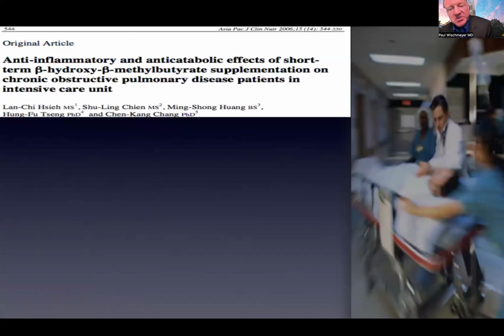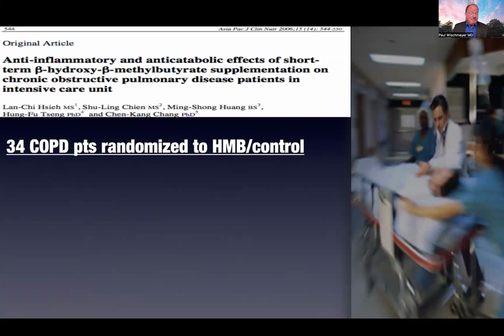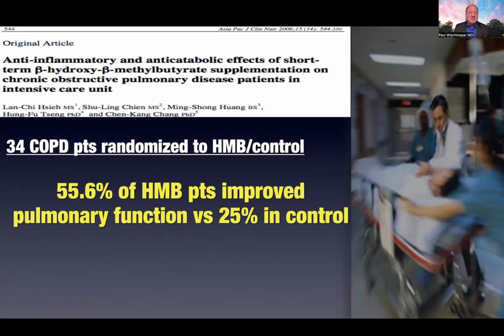What about in sick patients on ventilators in the ICU? Like Elijah was. So this was a randomized trial of HMB in COPD patients on the ventilator. And again, about double the number of patients had improved pulmonary function and got off the ventilator versus those who didn't get HMB.